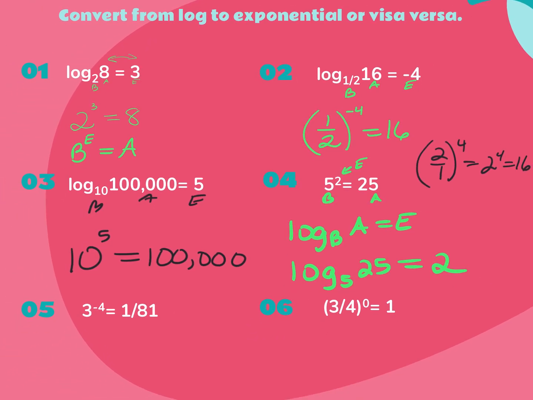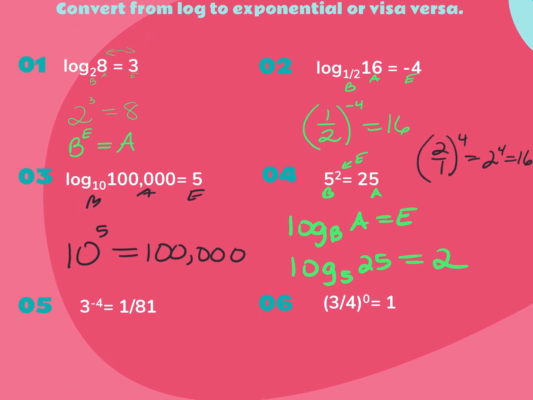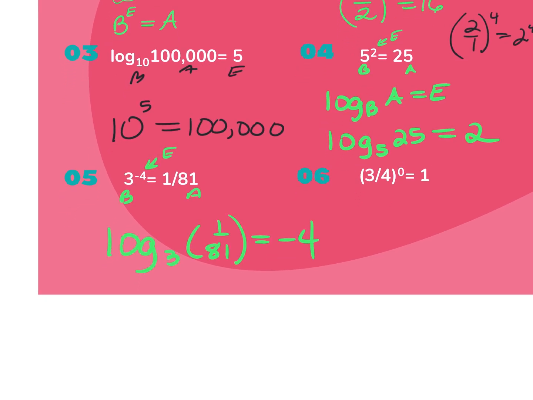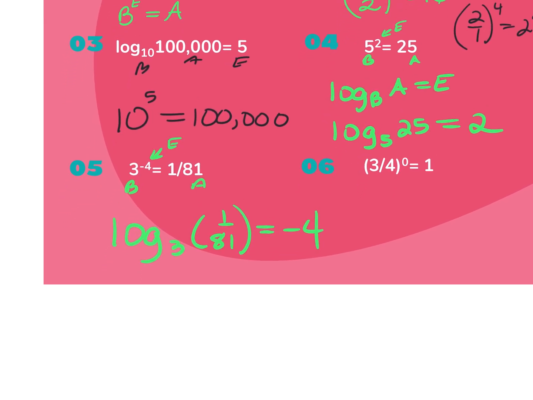Try the next one. It's in exponential form. So remember, this is the base, the negative 4 is the exponent, and the 1/81 is the answer. So log base 3 of 1/81 equals -4.